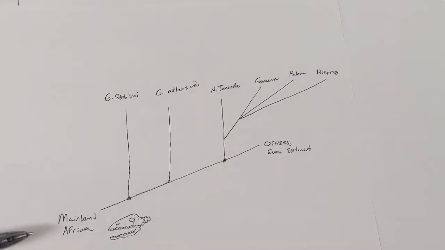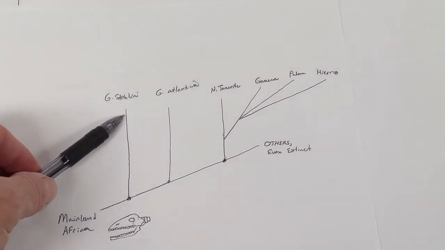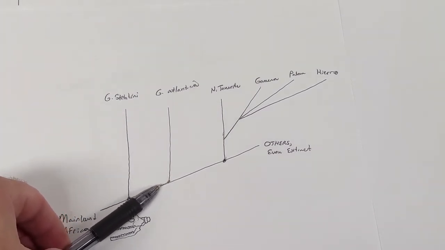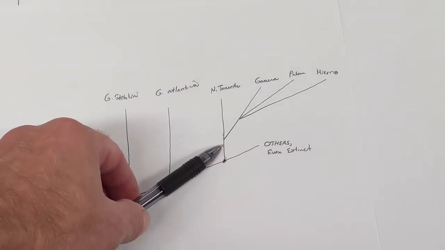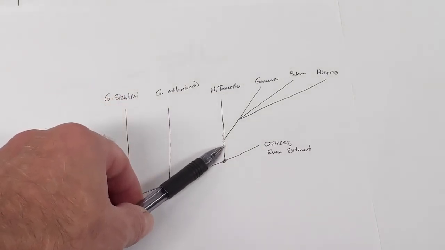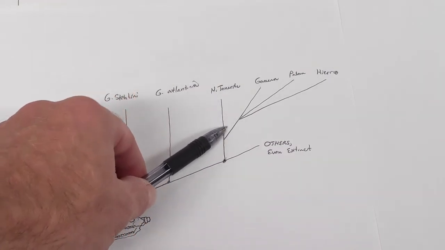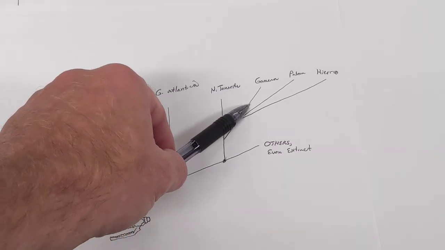Okay, so this took some doing, but here's my extinct mainland Africa species, and a common ancestor gives rise to Galocia stellini, and then some time, and then Galocia atlantica, some time, and then North Tenerife. And somewhere from North Tenerife, as that species is there and evolving into its current state, at some point it leaves and gets to Gomera.